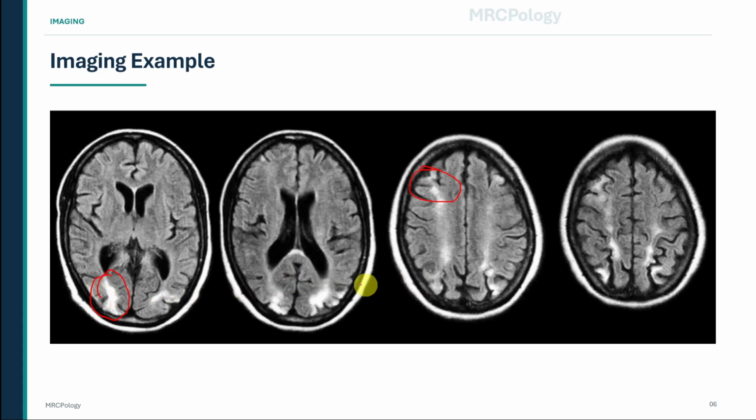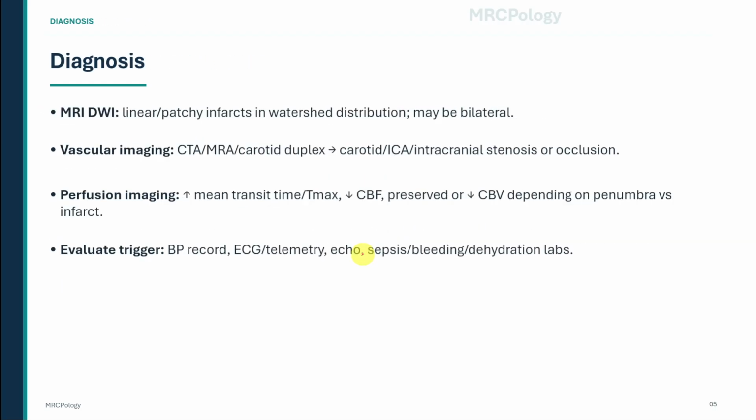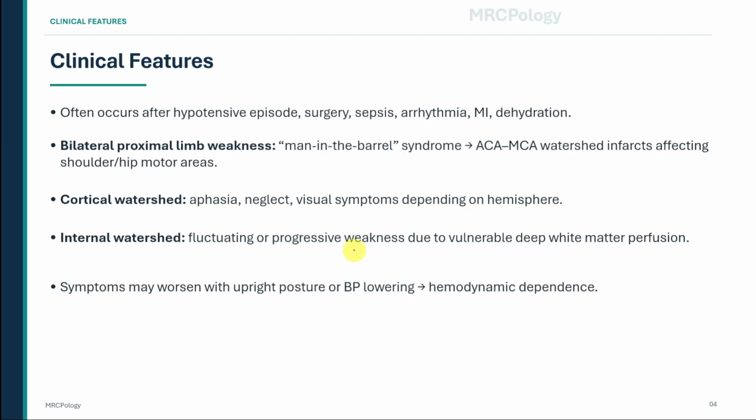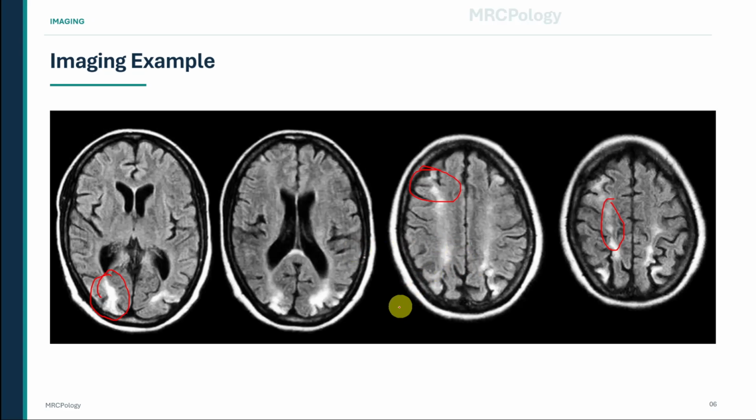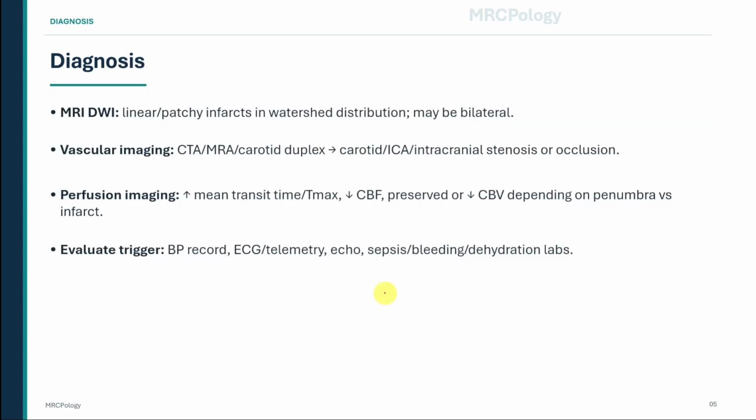Bilateral border zone involvement strongly supports hypoperfusion, particularly when the history includes hypotension, shock, cardiac arrest, or severe carotid stenosis. The image is not just showing a stroke. It is showing a hemodynamic pattern of stroke. The distal end zones are affected first because they are furthest from the main arterial supply. When perfusion pressure falls, these areas receive the least reserve flow. That is why watershed infarcts are sometimes called the radiological fingerprint of impaired cerebral perfusion.